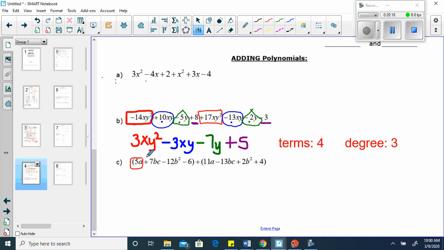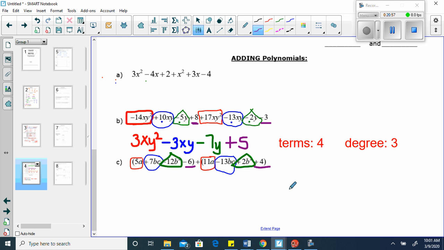Combine my A's. I have a 5A here. Where else do I see an A? Right here, 11A. Okay. Then I'm going to do my circles. 7BC. Where else do I see BC? Right here, negative 13. I make sure to get that negative in there. Okay. B squared. Where else do I see a B squared? Right here. And lastly, my constants. I'm going to get those all together. Okay, then you can tell me the degree and how many terms.